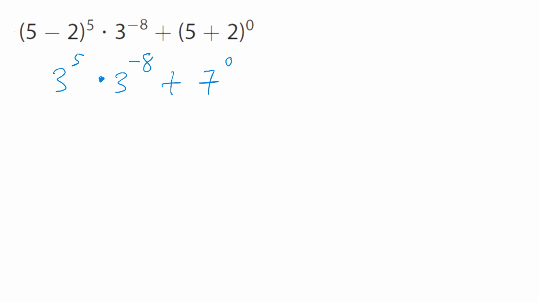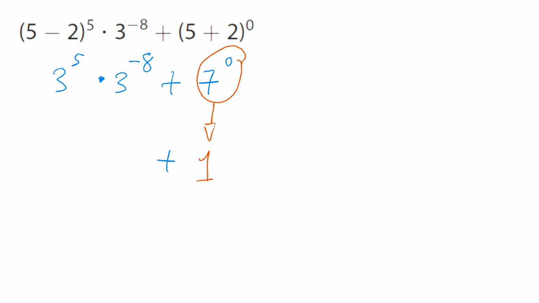Well, again, any number except 0, in other words, any non-zero number raised to 0 is equal to what? Is equal to 1, right? This is plus 1 already. Now, on the left side, we have here 3 raised to 5 times 3 raised to negative 8. So there is a negative exponent, right? So what do we do with the negative exponent?